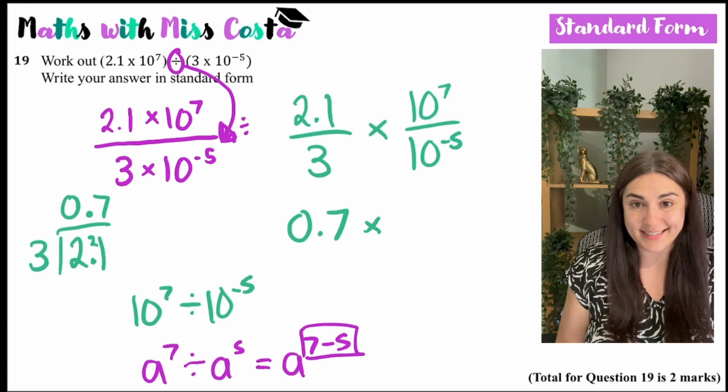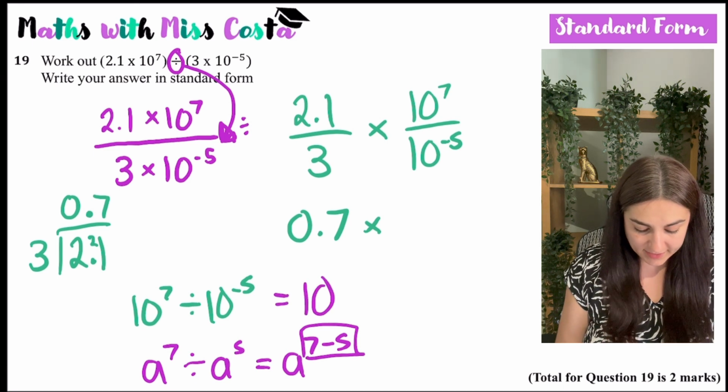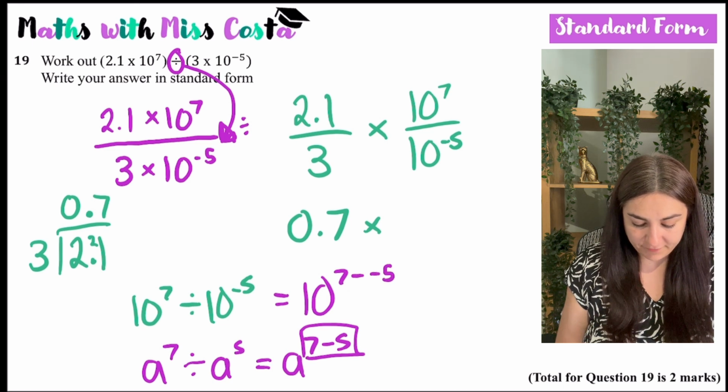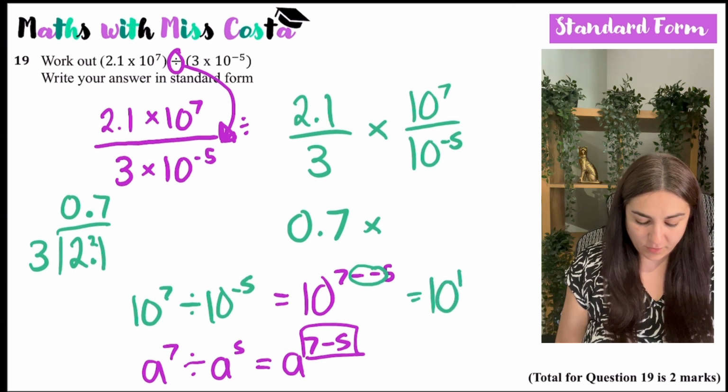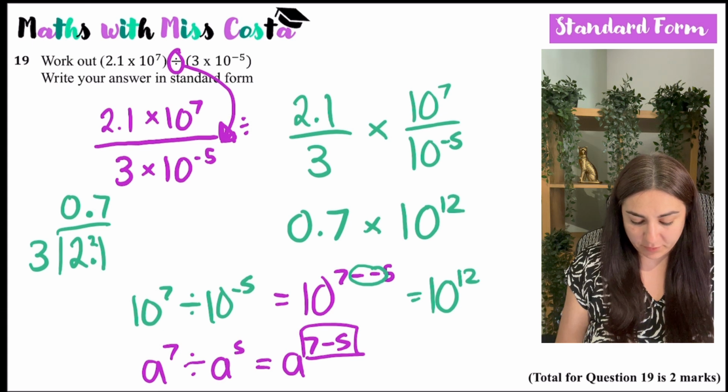So when you're dividing indices, you subtract the powers. So I'm going to need to do 10 to the power of 7 take minus 5. And when you're taking away a negative, you add them. So that would become 10 to the power of 12. So 0.7 times by 10 to the power of 12.